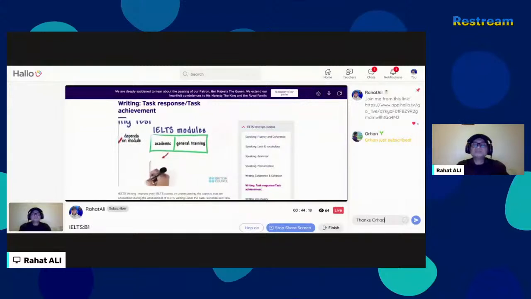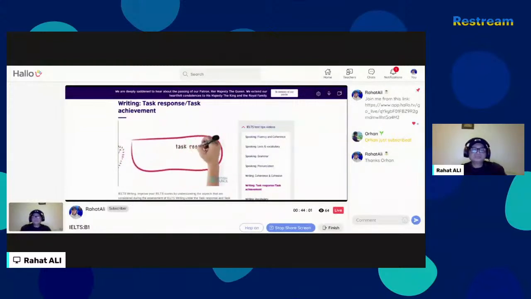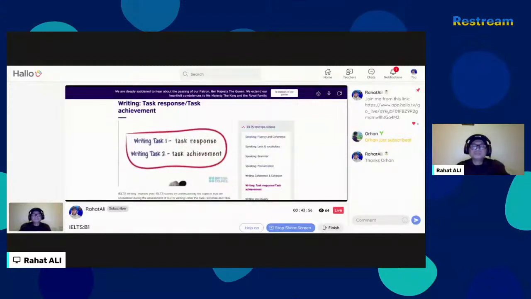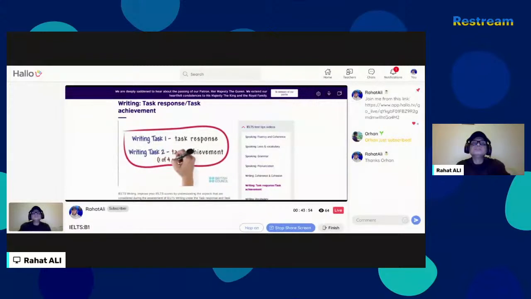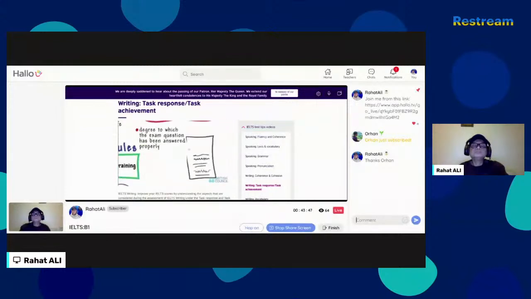The IELTS academic module is generally taken by anyone intending to pursue higher education studies in an English-speaking institute or country. The IELTS general training module is generally taken for immigration or employment purposes. Here, we look at the criteria of task response for writing task 1 and task achievement for writing task 2. These represent one of 4 criteria on which you will be tested. Look for the other 3 criteria in other videos. These criteria focus on the degree to which the exam question has been answered properly.